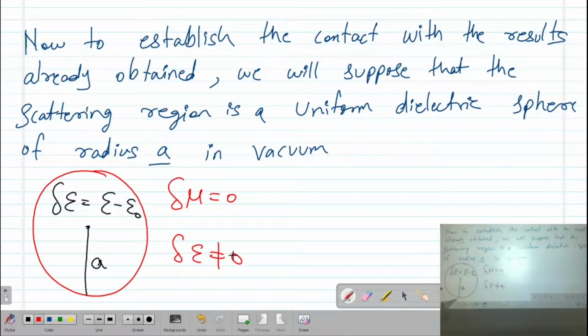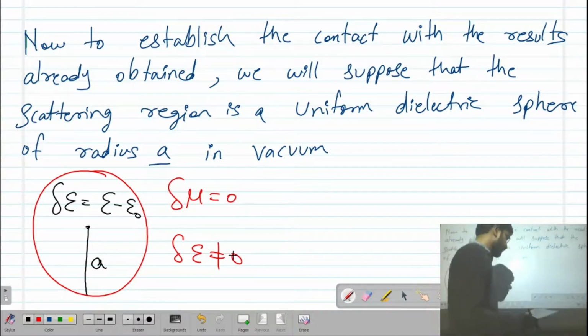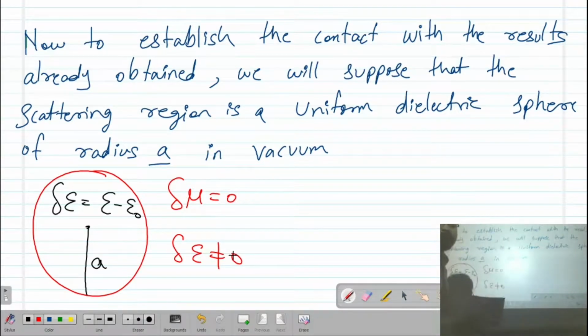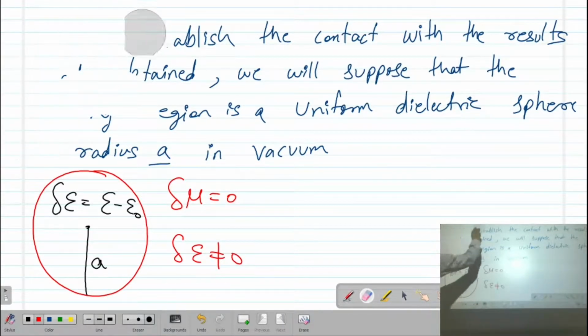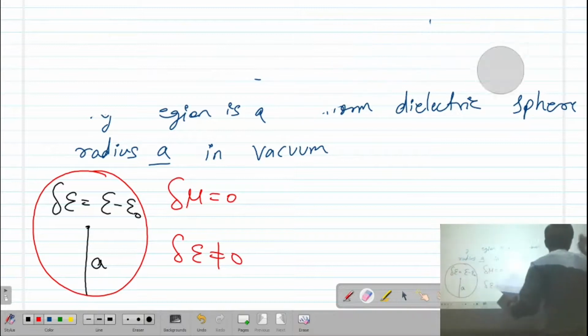Now we will again write the scattering amplitude equation with respect to this sphere in the spherical coordinate system.